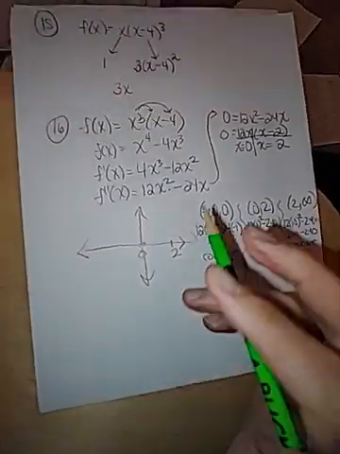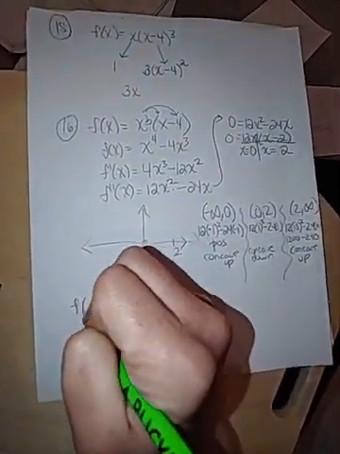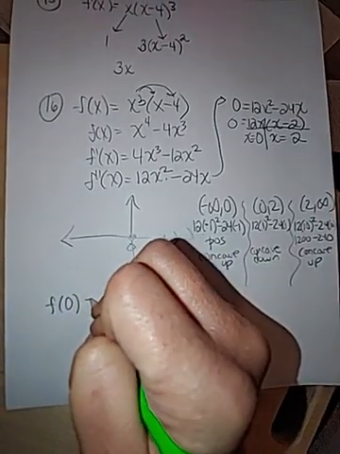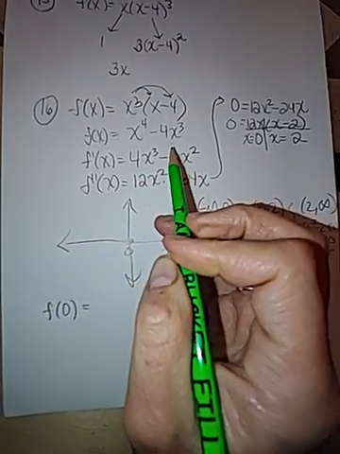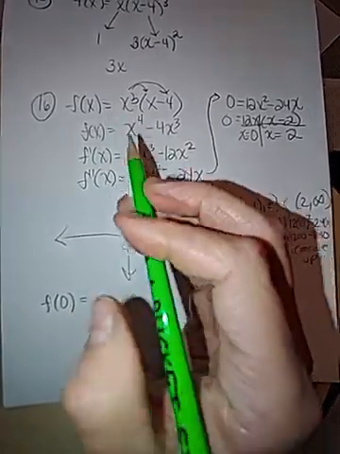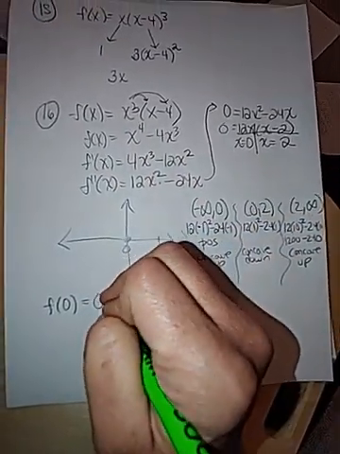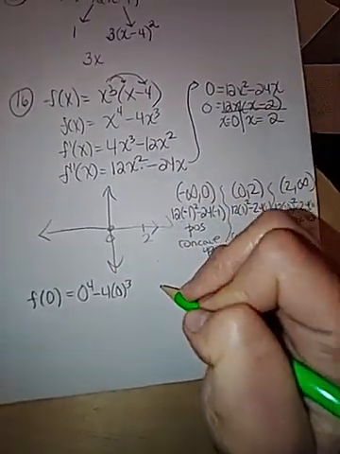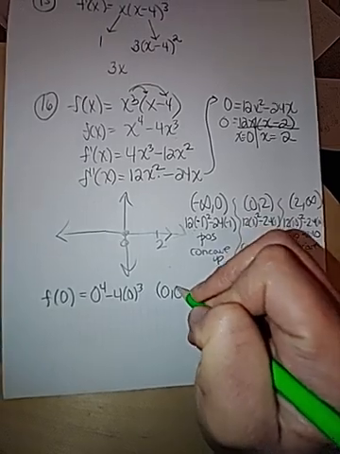So now I go back into the original function, and I'm going to plug in 0. So I'm going to plug it into it after I distributed the x to the 3rd. So 0 to the 4th minus 4 times 0 to the 3rd. So my first point of inflection is 0, 0.